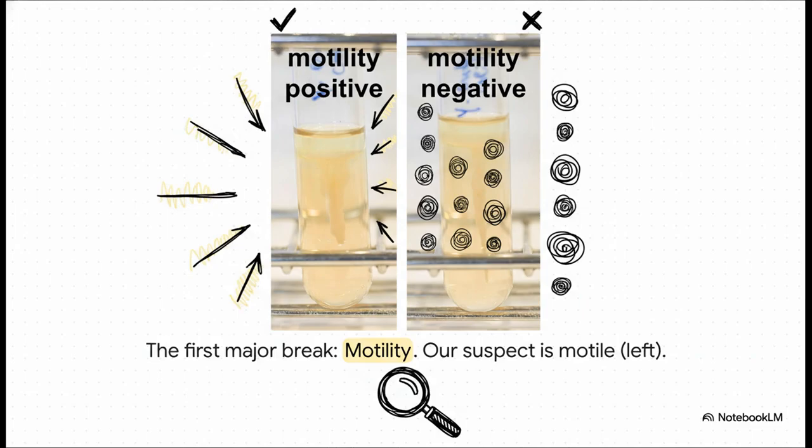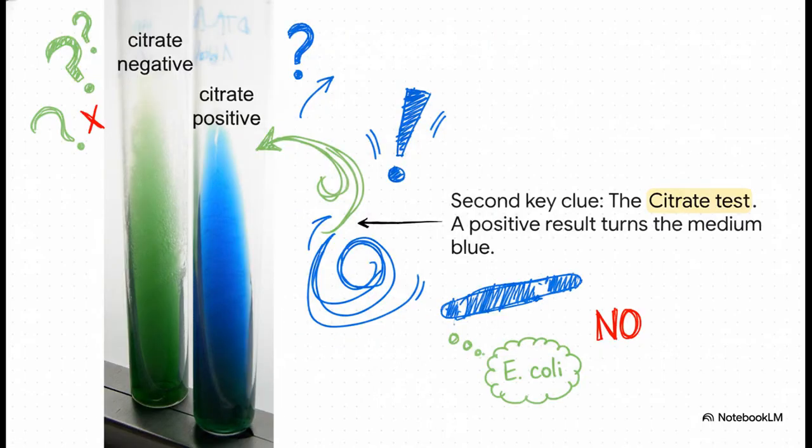And boom, here it is, motility. In this test, we literally just stabbed the bacteria into a semi-solid medium. On the left, you can see how our suspect has swam all over the place, spreading out from that stab line and making the whole tube cloudy. That means it's motile. Now compare that to the tube on the right, where the bacteria stay put right where we left them. This is the key difference that lets us rule out Klebsiella, which is famously non-motile. One suspect down.